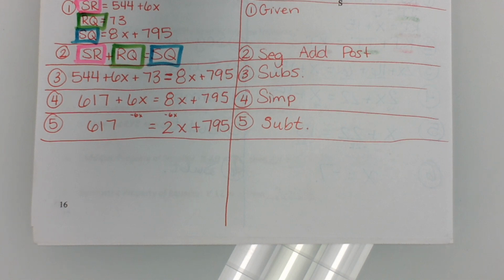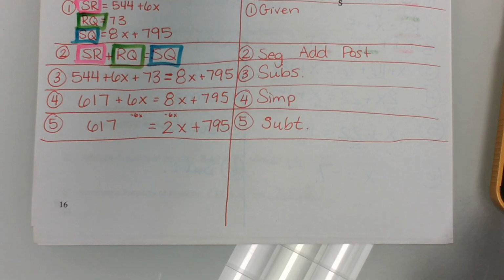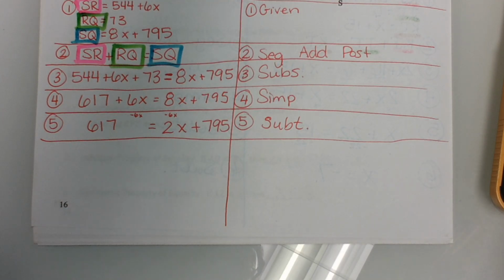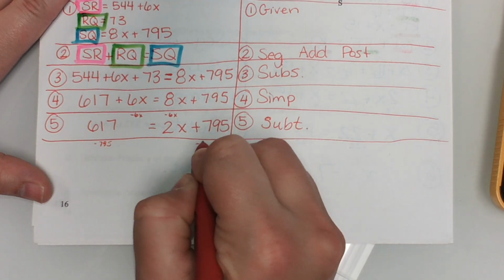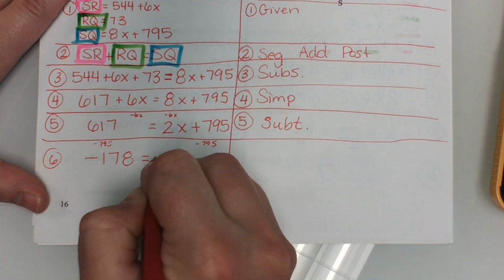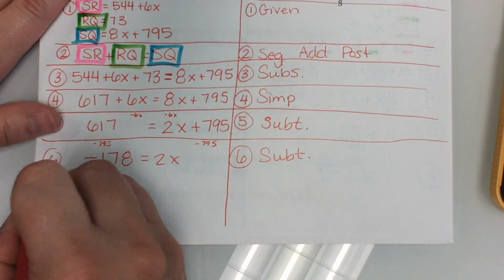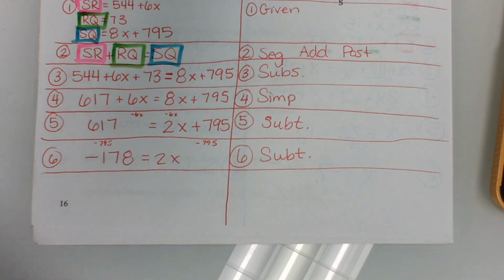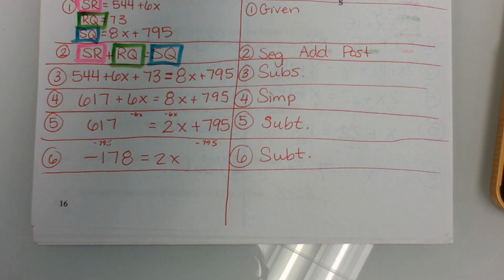Amari, what would you tell me to do next? Subtract 795. Negative 178 is equal to 2x. That was subtract again. Can't call on people who aren't here. Faith, what would you do next? Divide by 2.